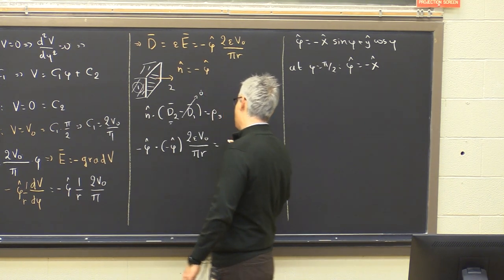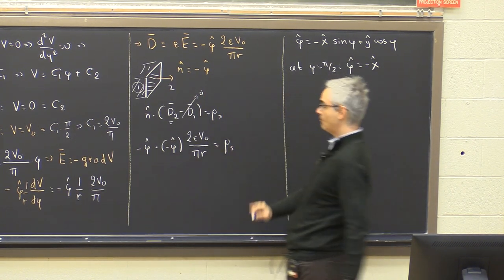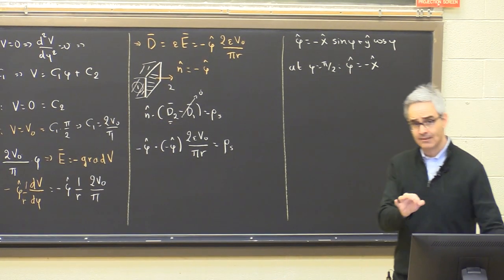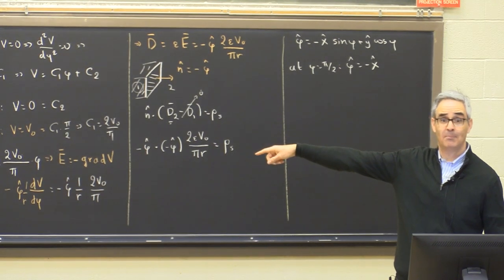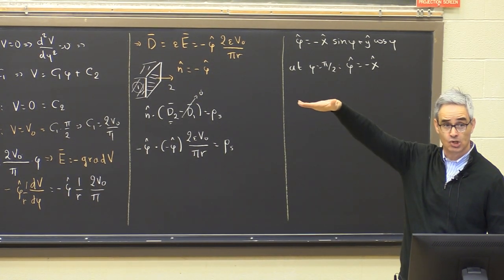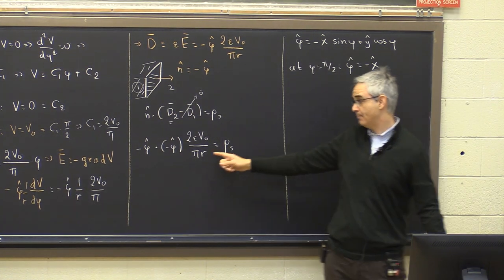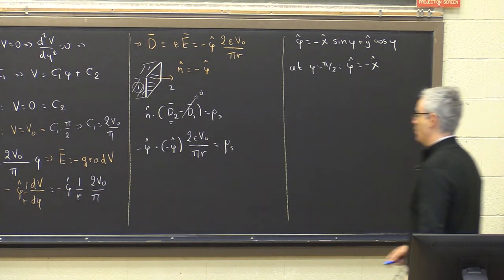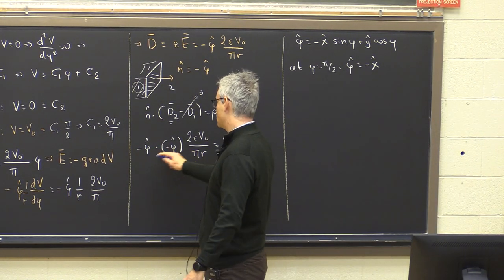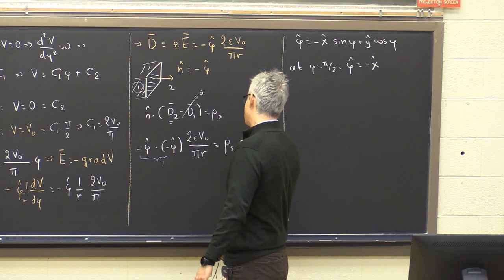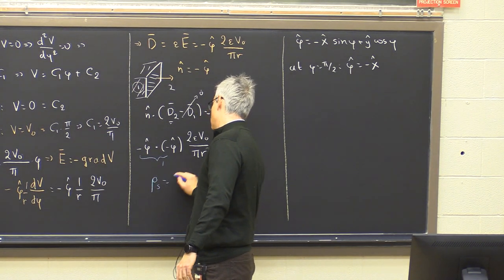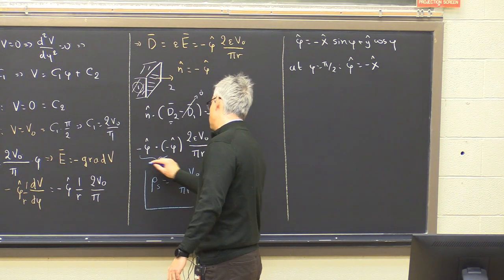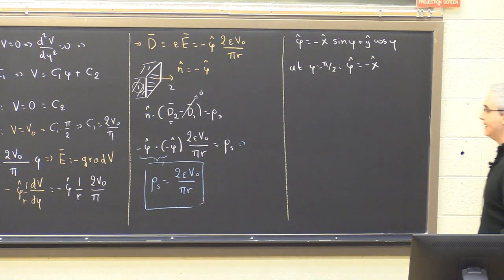So you see here, I have a surface charge density that changes, I think. This is a difference with respect to the parallel plate capacitor, where the surface charge density remains constant. Here you see that the surface charge density depends on r. So phi dot phi with minus dot minus is 1. And I have a surface charge density that is 2 epsilon v naught by pi r. So that is the surface charge density in the electrode.